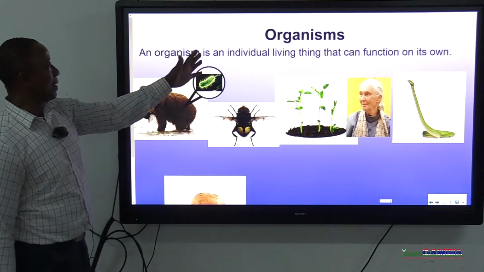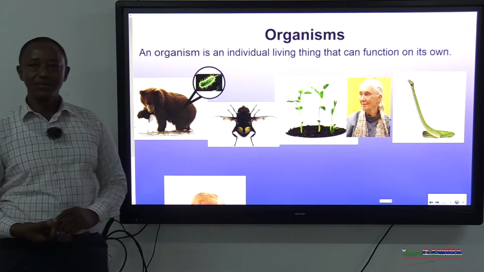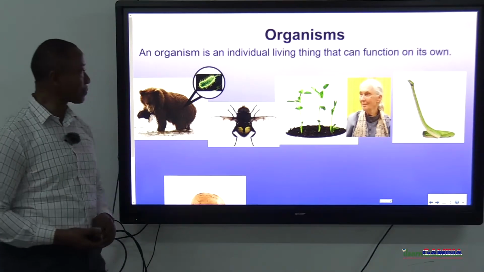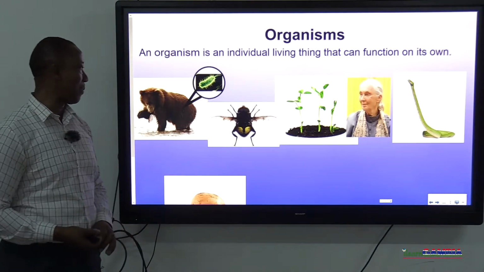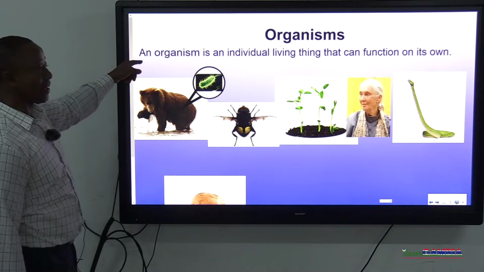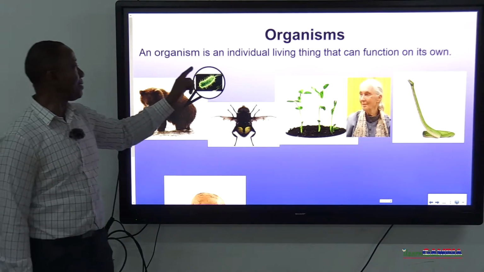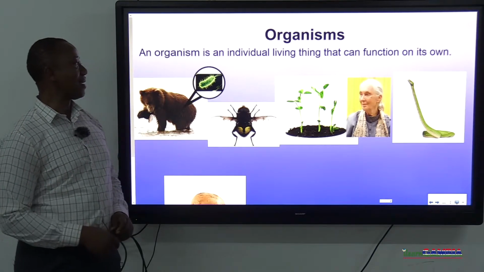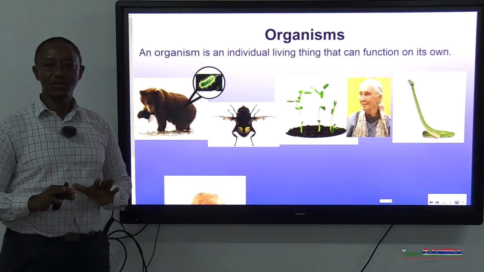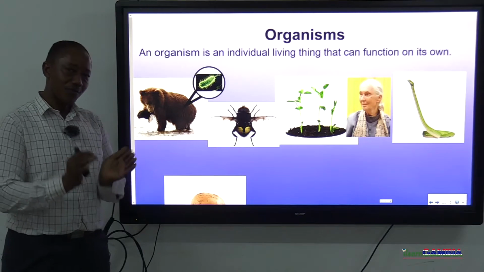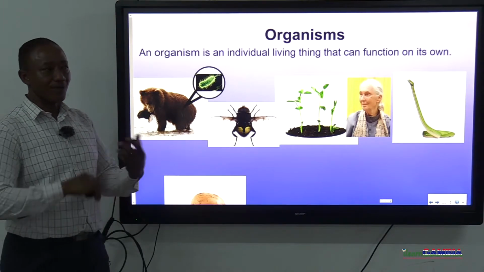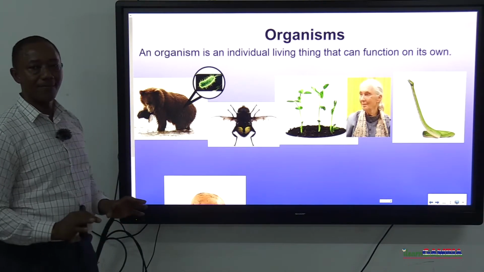So remember, we're trying to talk about cells. And cells are what organisms are made up of. So what is an organism? Now, an organism is an individual living thing that can function on its own. It's capable of all the characteristics all by itself.